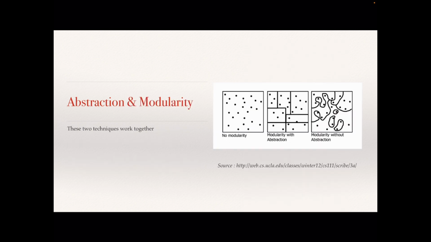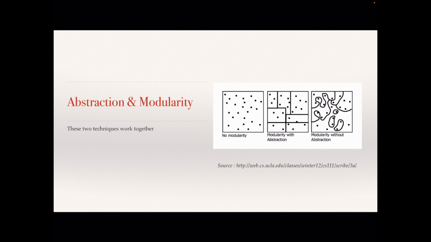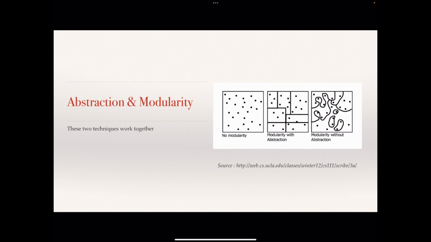I love this conceptual image about modularity and abstraction, and how to differentiate between them. These two techniques, modularity and abstraction, work together. In the leftmost one here, we have no modularity and no abstraction. Let's say this space is our problem space, a concept of a problem that we want to divide and solve. In the second one here, we have modularity with abstraction. Why? Modularity because we have divided our problem space, the problem that we want to manage, into modules. And you can see also there are well-defined borders between those modules.